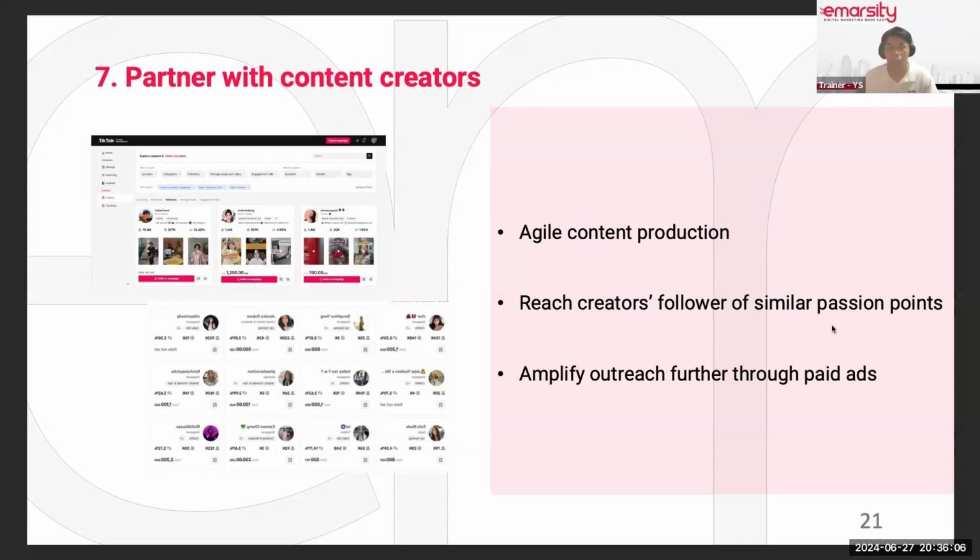For example, maybe it's a fitness influencer, and you are into fitness, so you follow the person. Or maybe it's a food blogger, and you follow the person because you're into food. So you're able to reach the creator's followers who share a similar passion point. If you are finding it hard to reach a certain kind of audience, passion point or demographic, you can tap on the creator's audience pool to reach them.